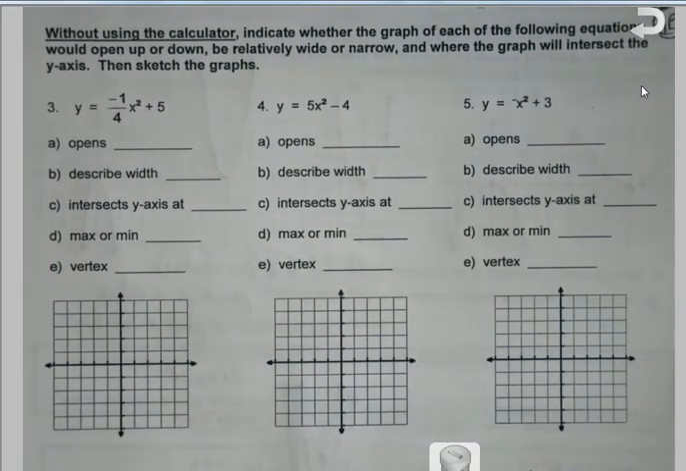Okay, now here comes the fun part. Without using the calculator, indicate whether each of the following equations would open up or down, be wider or narrower, and where the graph will intersect the y-axis, then sketch the graphs. Oh dear. Okay. Which direction is this parabola, once we graph it, going to open for number 3?